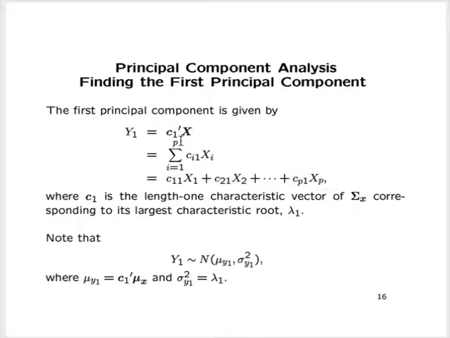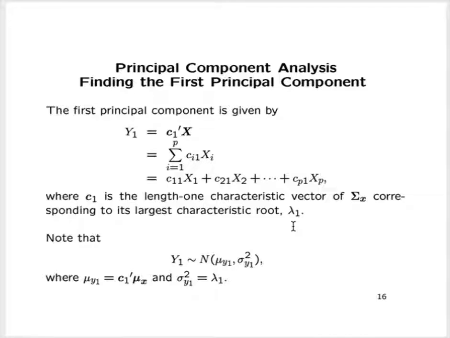We can represent that using vector notation this way, or we can represent it using summation notation as we've done here. Now, where do we get this vector of coefficients C1? Well, C1 is the length 1 characteristic vector of the covariance matrix corresponding to its largest characteristic root, lambda 1. Now in the previous lecture, we looked at characteristic roots and characteristic vectors. And in that lecture, we explained why we were looking at these things, because many of the procedures that we use in multivariate analysis have their solution in characteristic roots and characteristic vectors. And so this very first application or methodology in multivariate statistics that we're looking at has as its solution the idea of characteristic roots and characteristic vectors.